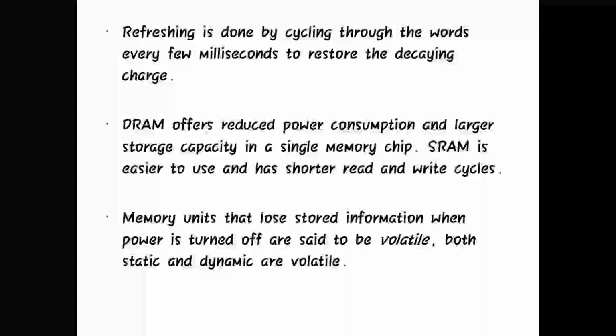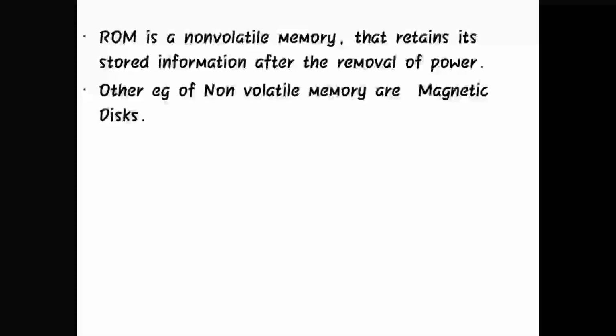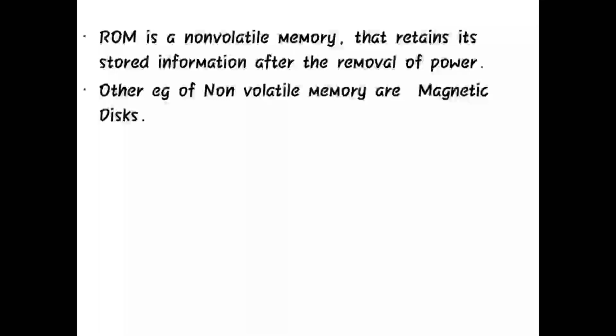So DRAM, that is dynamic RAM, offers reduced power consumption and larger storage capacity in a single memory chip, whereas static RAM is easier to use and has shorter read-write cycles. Memory units that lose stored information when power is turned off are called volatile. Non-volatile means that when power is turned off, our data will still be there. Examples are ROM and magnetic disks. So this is the end of our random access memory.